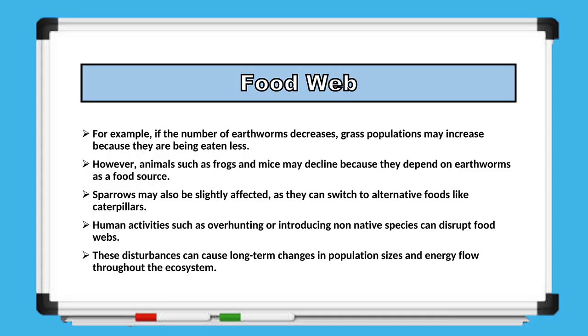For example, if the number of earthworms decreases, fewer earthworms will feed on plant material, so grass populations may increase. At the same time, animals such as frogs and mice that rely on earthworms for food may decline because their food source becomes limited. Sparrows may also be affected, although they may survive by switching to another food source such as caterpillars. In the same way, human activities such as overhunting, habitat destruction, or introducing non-native species can disturb food webs and cause long-term changes in population sizes and the flow of energy within an ecosystem.